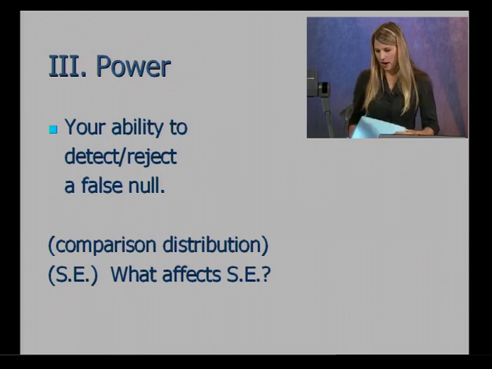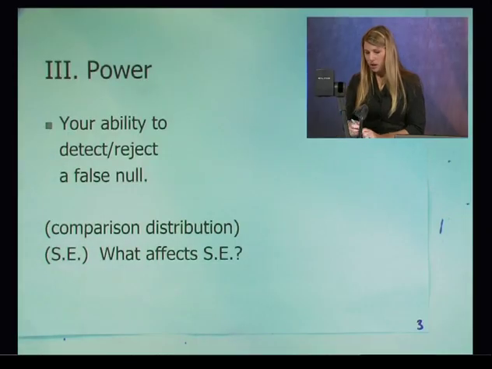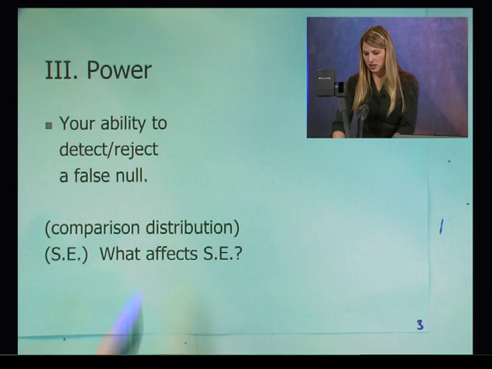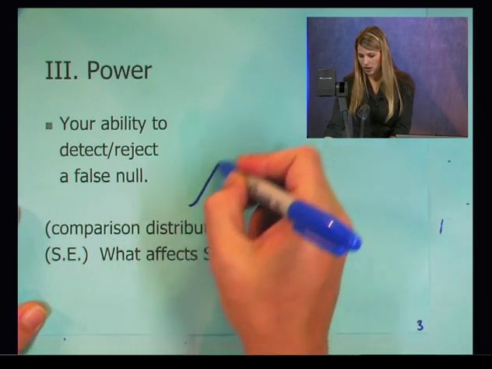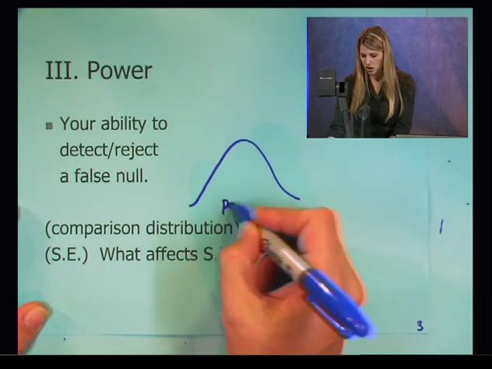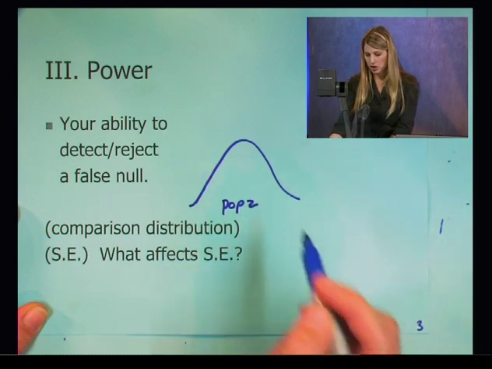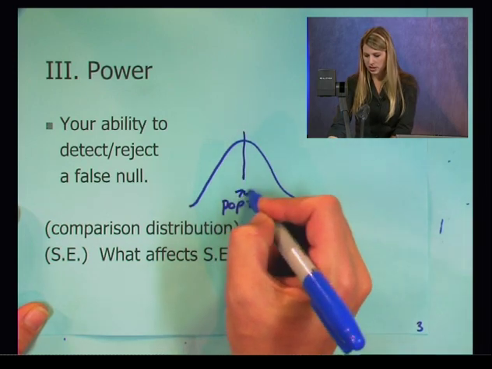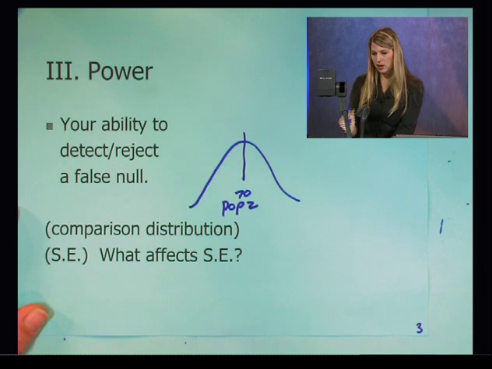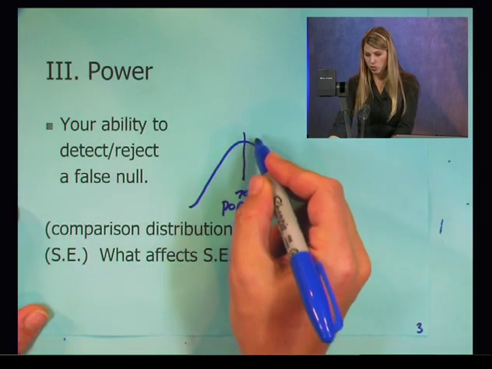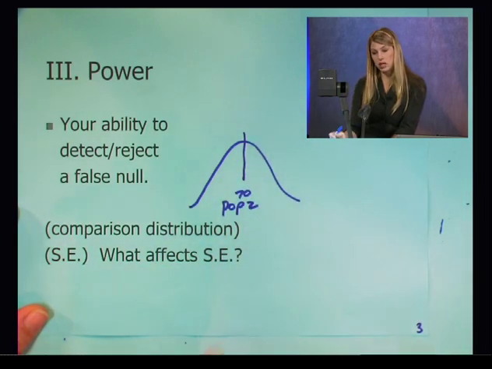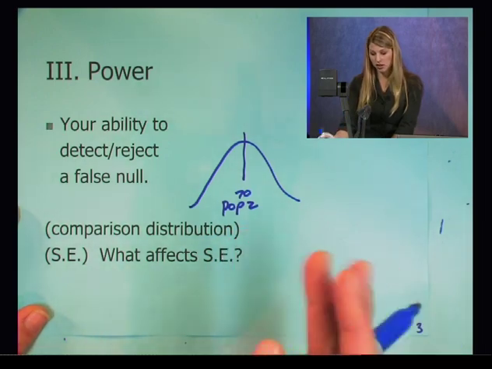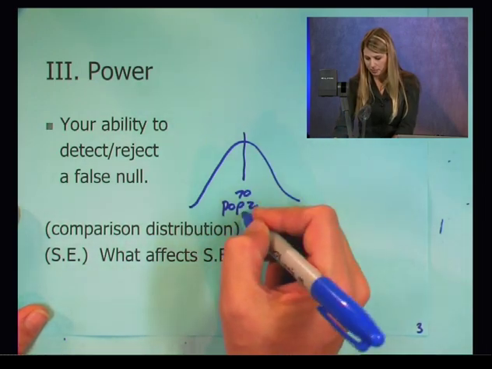Let's look at an example here. If you have the comparison distribution, remember we have the comparison distribution. This is population 2 with a mean of 70 on this exam and a standard deviation of 2, or a standard error of 0.5. So we're using means, we're comparing means, so you want to use the standard error, not the standard deviation.